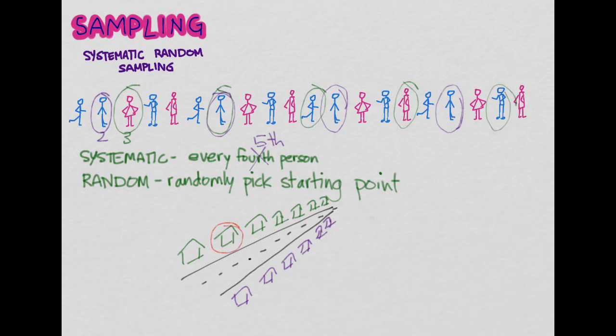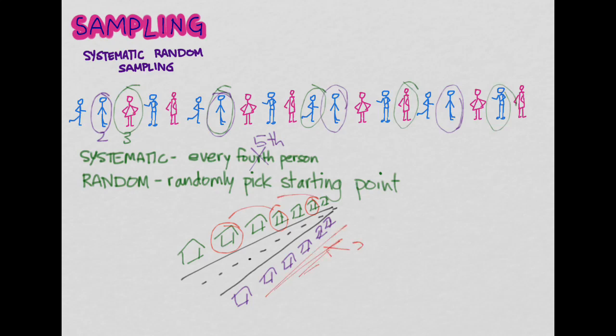So we go 1, 2, 3, 4. We'd get that one. 1, 2, 3, 4. We'd get that one. So again, look, there's some periodicity here, and so we're only getting the houses on the rich side of the street, and we're totally missing all of these houses. We're not getting those at all.